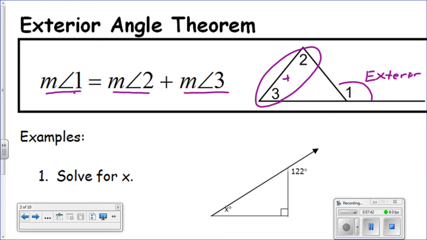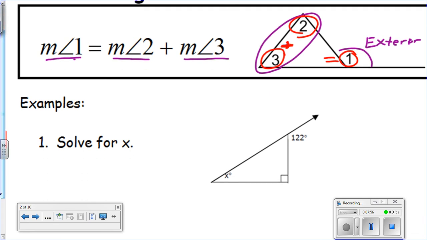So our theorem that we need to memorize is these two angles on the inside will be equal to the one on the outside. So this angle plus this angle equals the one on the outside. So let's take a look. Practice example.